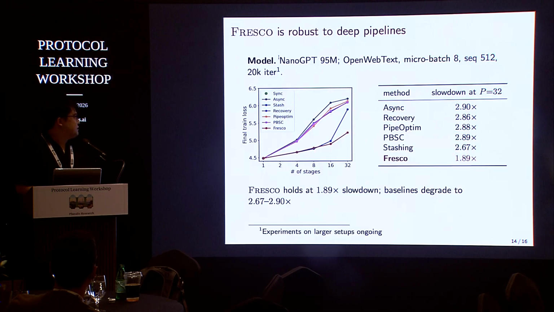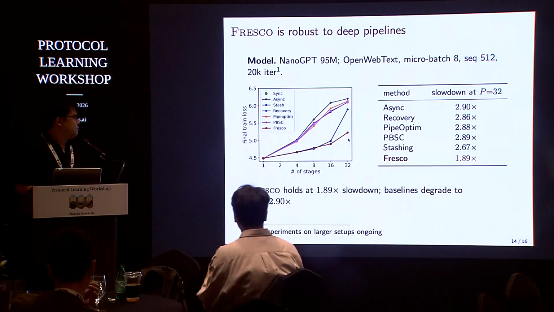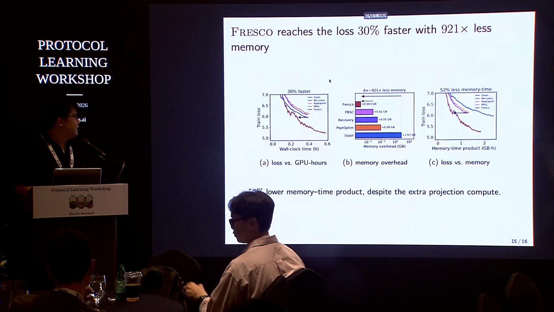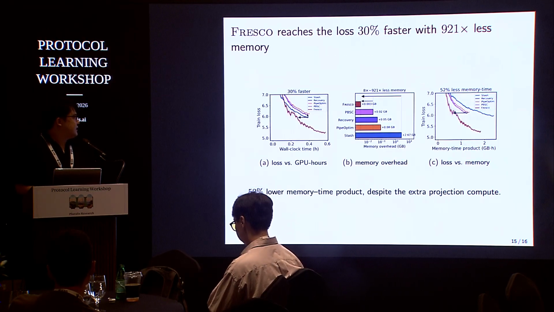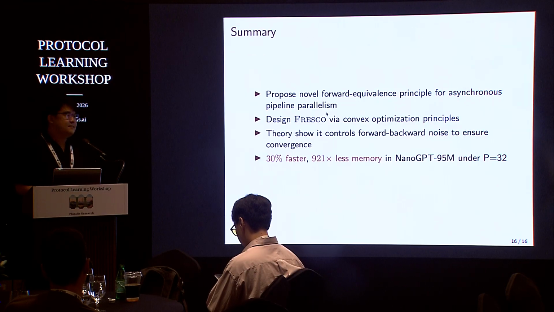If we see the results, it keeps the performance robust at deep layers. And since we don't need to stash any previous weights, we get a lot of memory savings and also speed. Yeah, that's all.